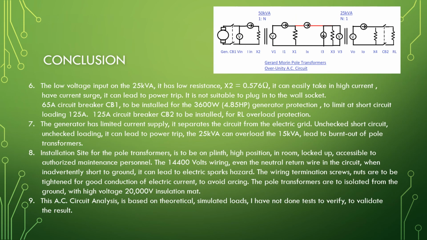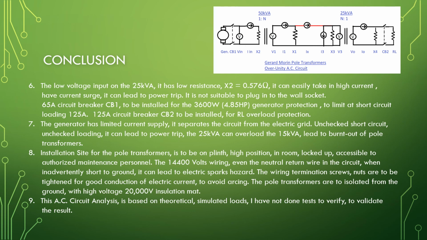The low voltage input on the 25 kVA has low resistance, X2 equal to 0.576 ohm. It can easily take in high current, have high current surge. It can lead to power trip. It is not suitable to plug in to the wall socket.